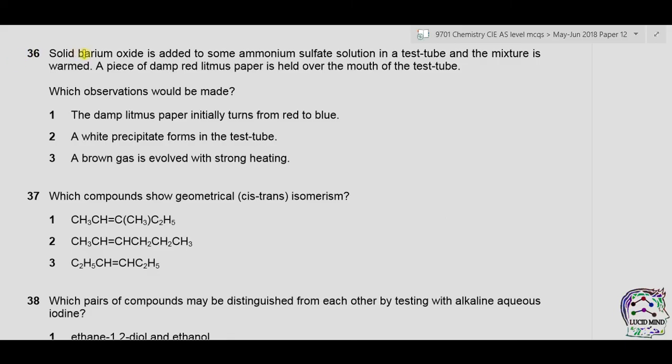Question 36. Solid barium oxide is added to some ammonium sulfate solution in a test tube and the mixture is warmed. A piece of damp red litmus paper is held over the mouth of the test tube. Which observations would be made? As we have solid barium oxide, now what happens when barium oxide is added to this solution? Barium oxide also dissolves to form barium hydroxide. It will react with ammonium sulfate.